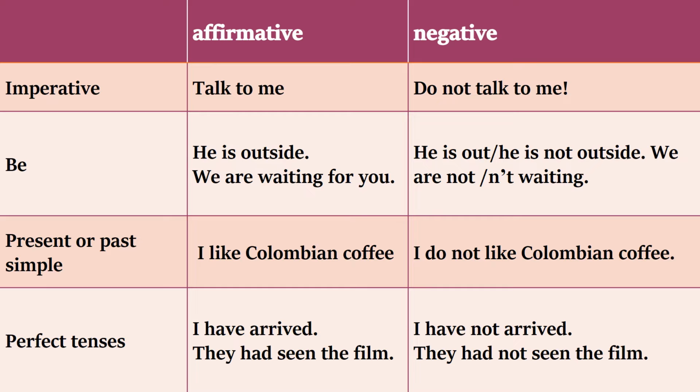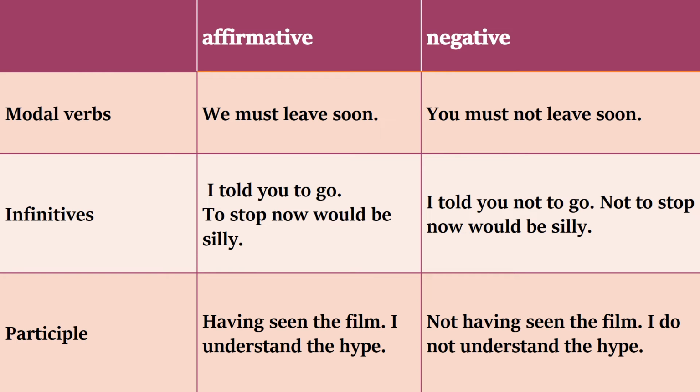Example: I like Colombian coffee. I do not like Colombian coffee. For perfect tenses we add not after have or has. Example: I have arrived. I have not arrived. For modal verbs, pay attention to these verbs. We must leave soon. You must not leave soon. For infinitives, pay attention to these examples.